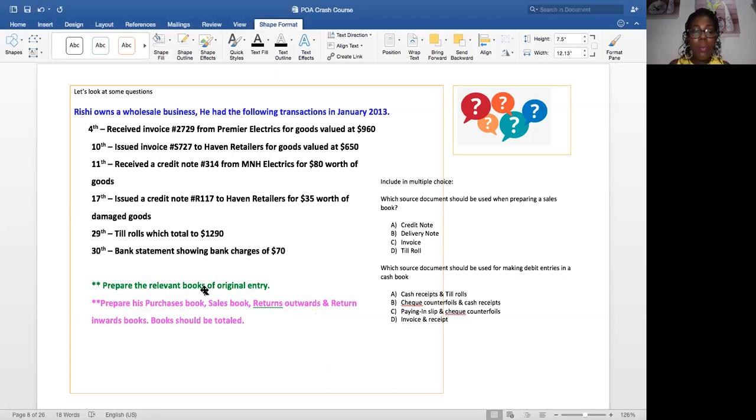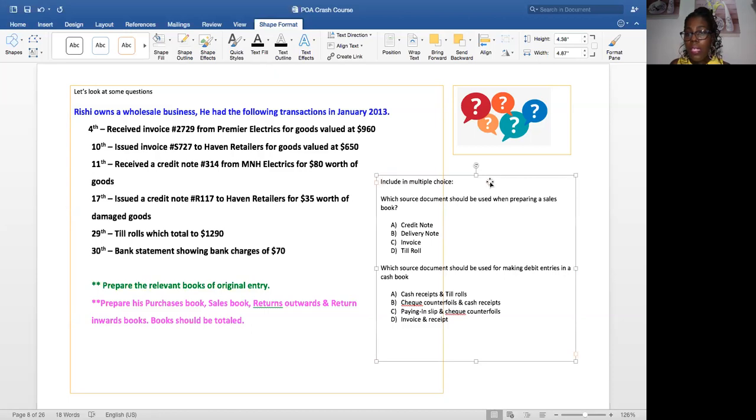But on the top, they said prepare the relevant books of original entry. So sometimes they will not tell you which books to prepare, and you have to know. Other times they will be lenient and nice, and they will actually tell you what books to prepare, like what I have in pink here, but you still have to know which transaction relates to what book. All right.